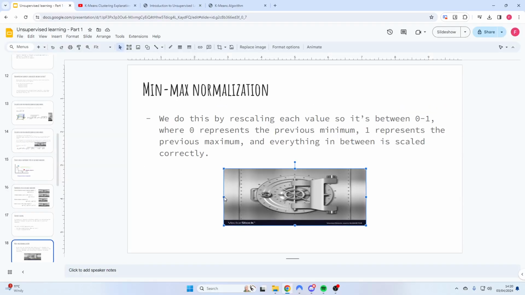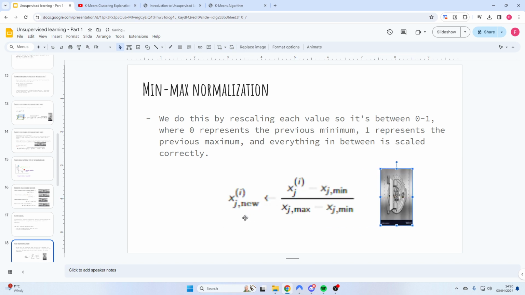Formally, we would write this like this, where we say its new point, xj. I don't know why they use j here, but the new point is we take its value, subtract the minimum, and divide that by the difference between the max and the minimum. And in the end, this scales it.